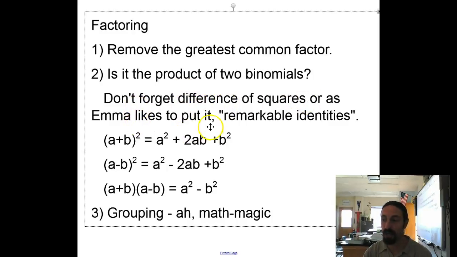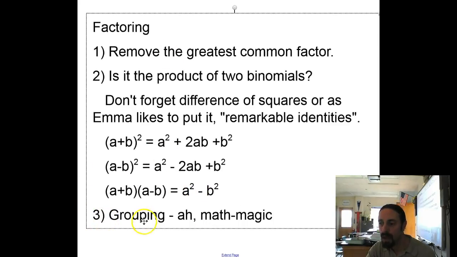Or as Emma likes to put it, the remarkable identities. It's great. So here they are. This is the review of difference of squares. This is a plus b squared and a minus b squared, right? And then 3, grouping. And I wrote here grouping is math magic, because you will see problems that at first you're like, how in the world did they come up with this thing? But once you see the tricks, you'll start to do some pretty cool math magic tricks.